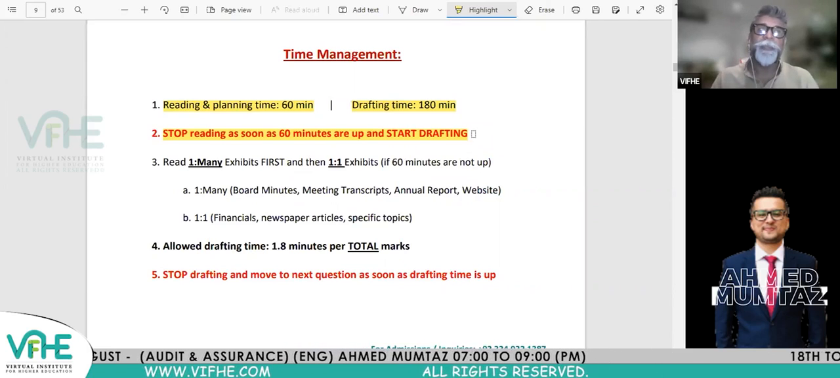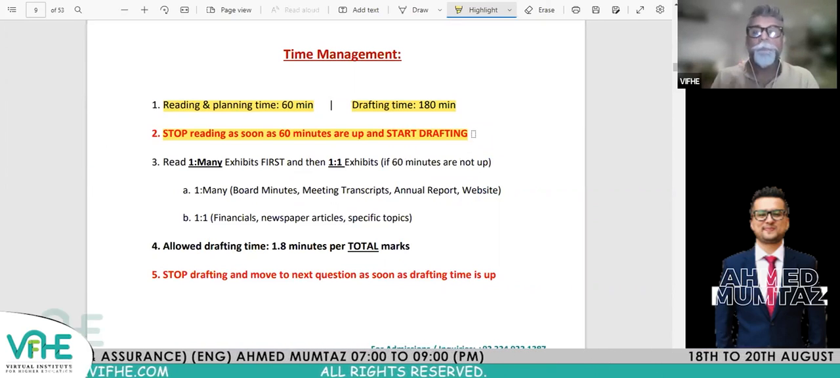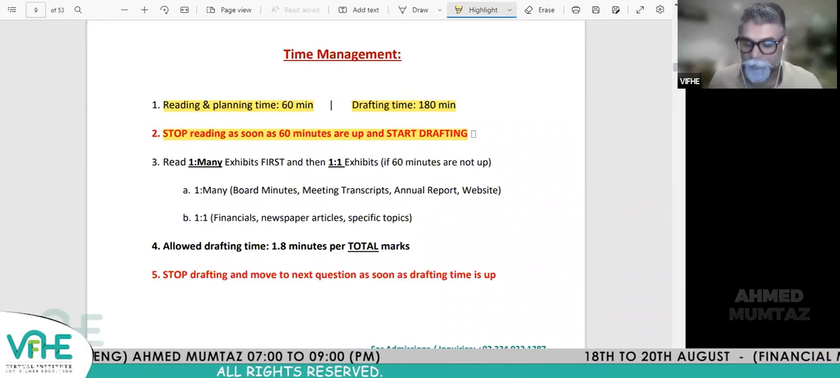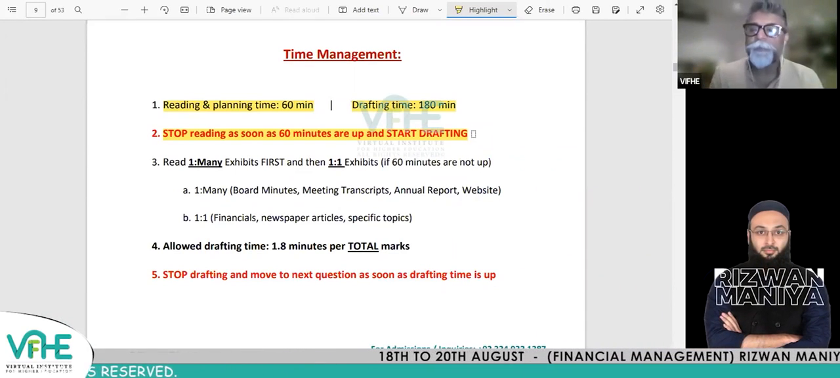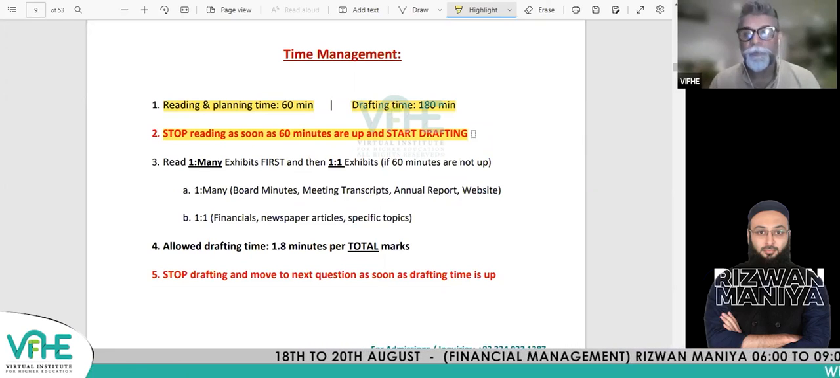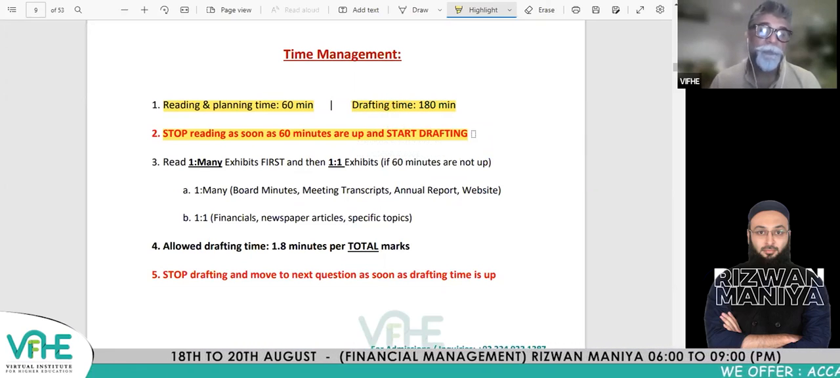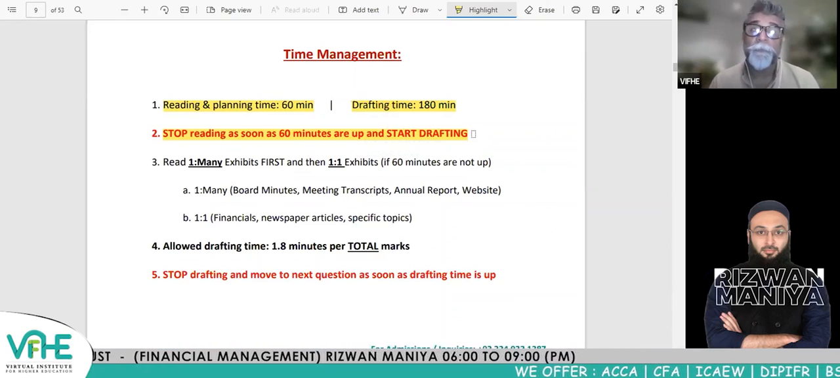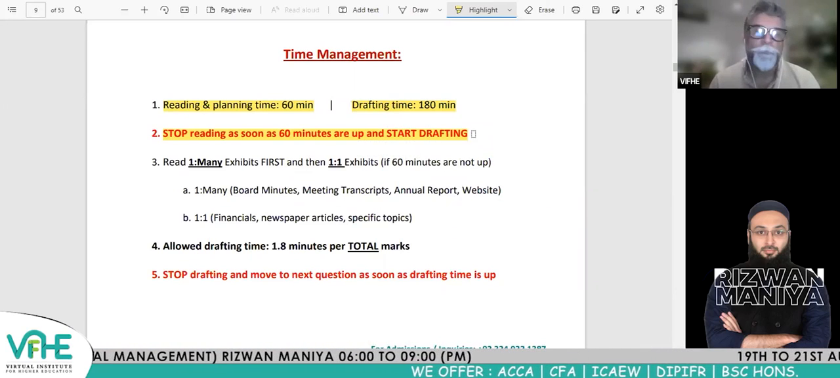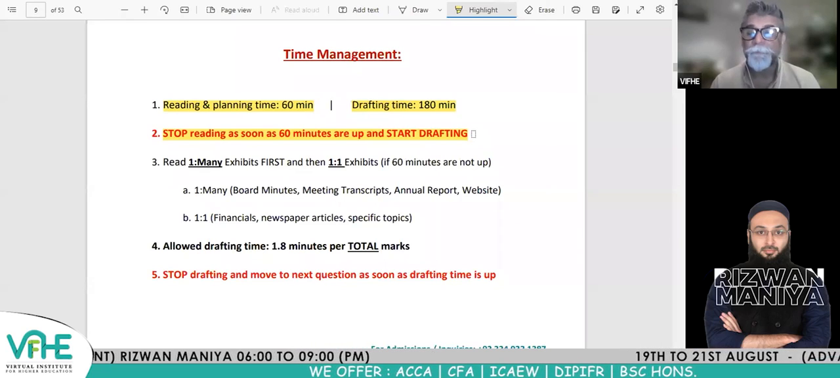Sometimes if the scenario is small, you may be able to read in 40 or 45 minutes. That's fine. Once you have read it, you can start drafting. You can take a head start. But if the scenario is lengthy and it's taking more time than 60, then you have to stop reading. That's a discipline which you need to follow.